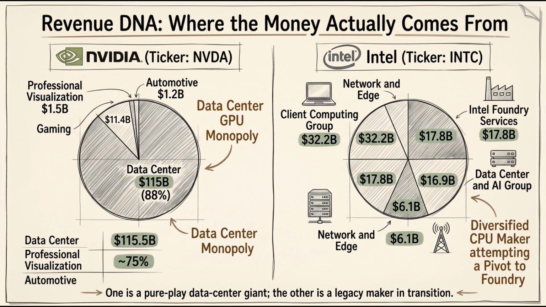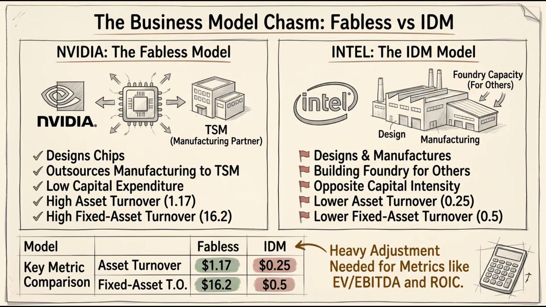One is a data center GPU monopoly. The other is a diversified CPU maker trying to pivot into a contract manufacturer. The business model chasm between these two is massive. Nvidia operates a fabless model, meaning it designs chips but outsources the actual manufacturing to Taiwan Semiconductor. Consequently, their capital expenditure is low, with an asset turnover of 1.17 and a fixed asset turnover of 16.2.